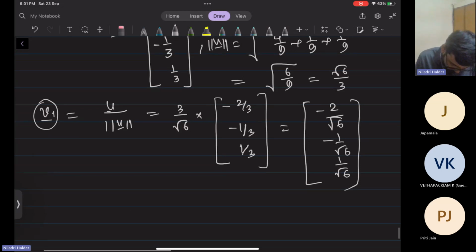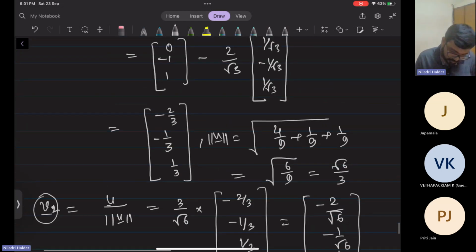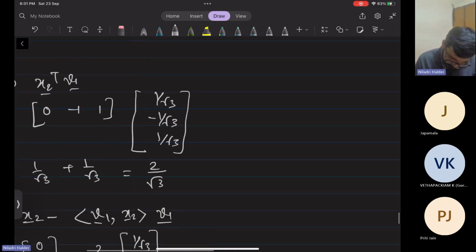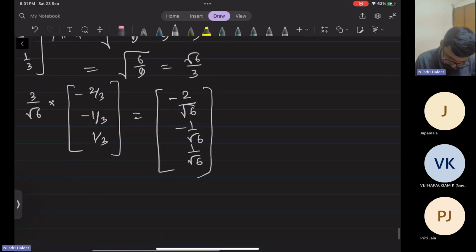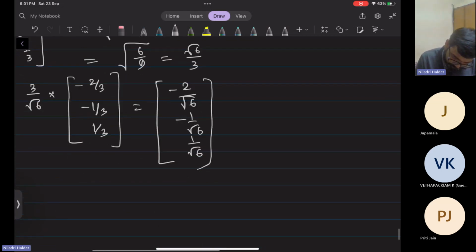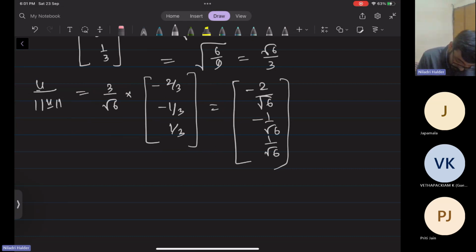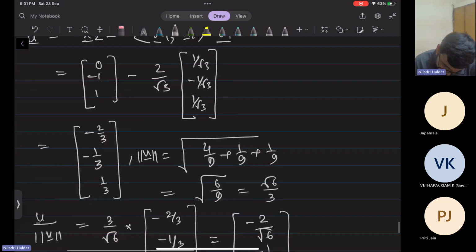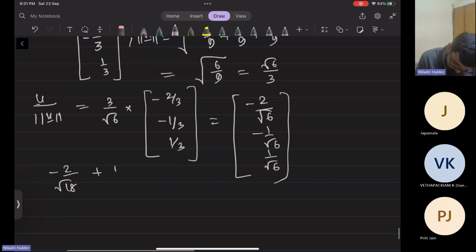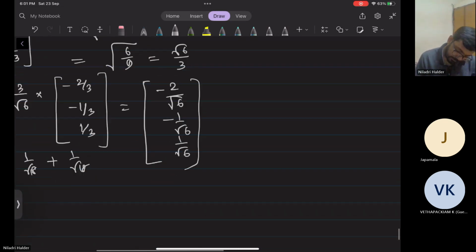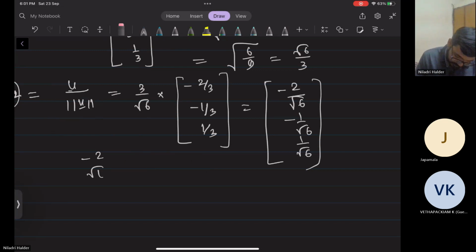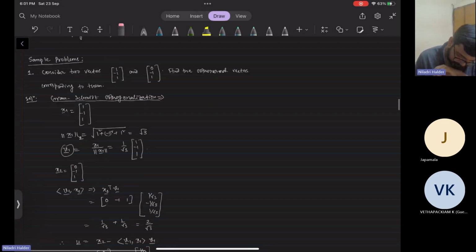This is the v2. So we can find the dot product between them. 1 by root 3 times minus 2 by root 6 is minus 2 by root 18, then minus 1 by root 18 times plus, and 1 by root 18. The sum is 0. So these are the orthonormal vectors.